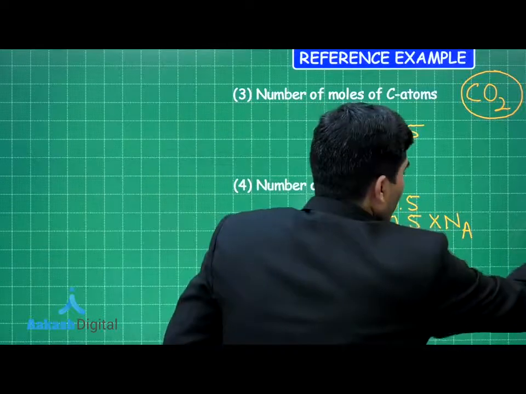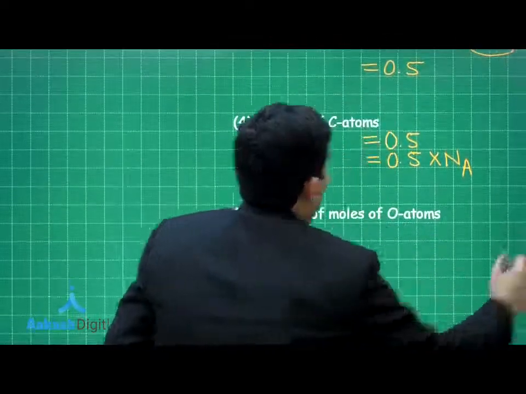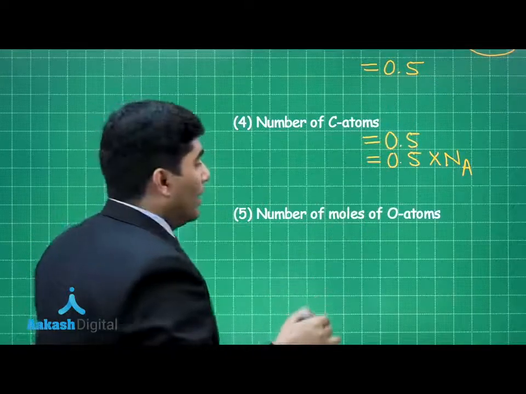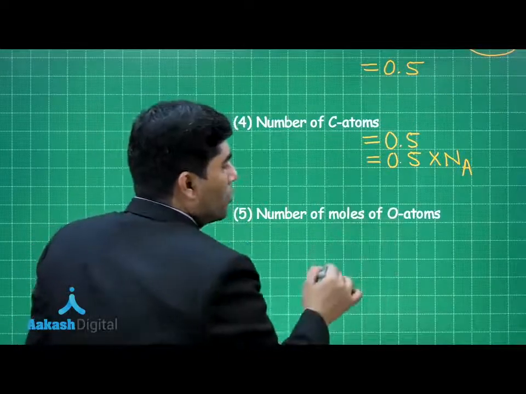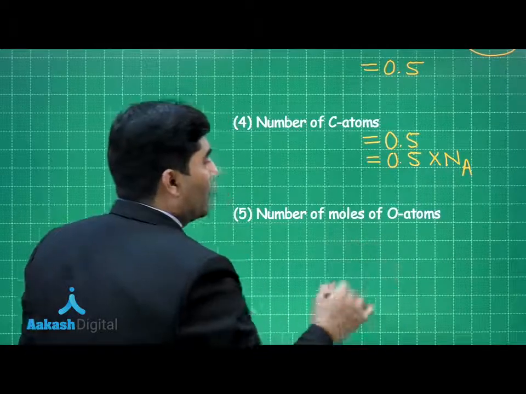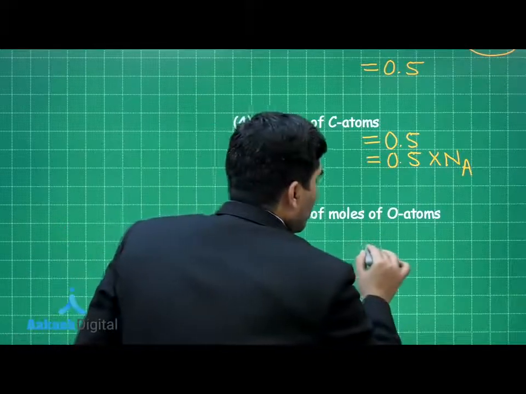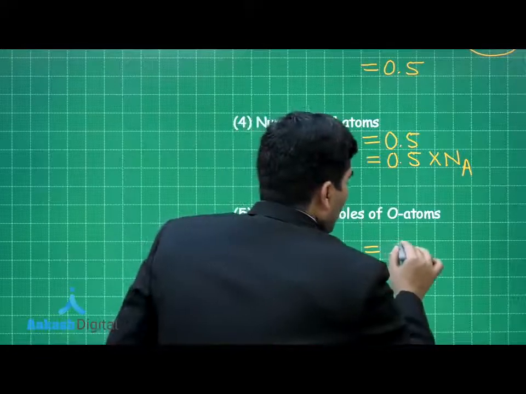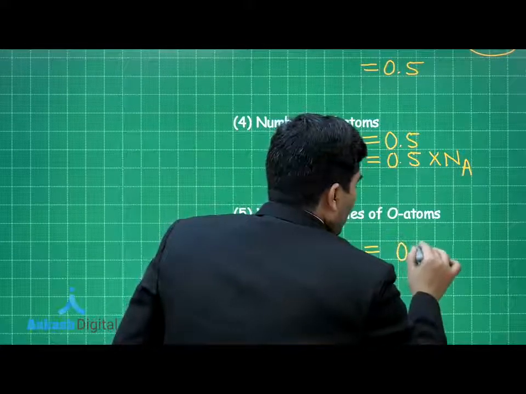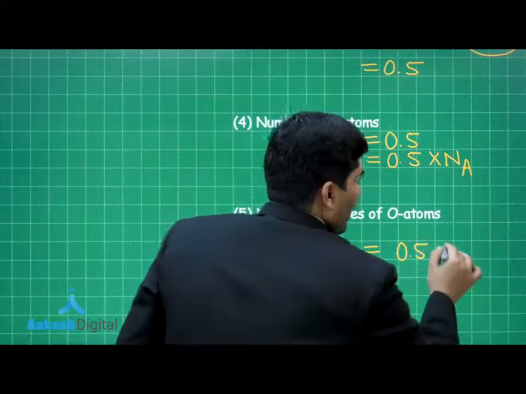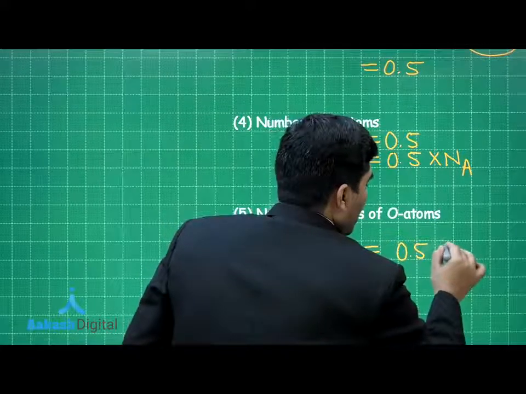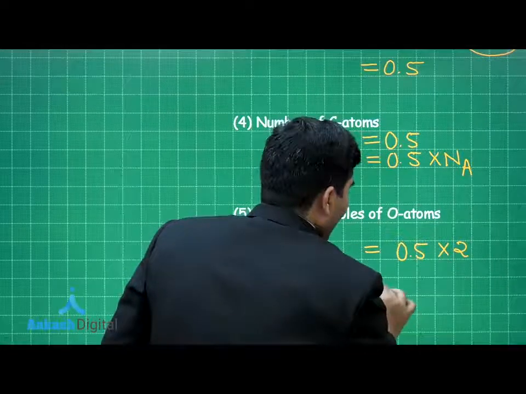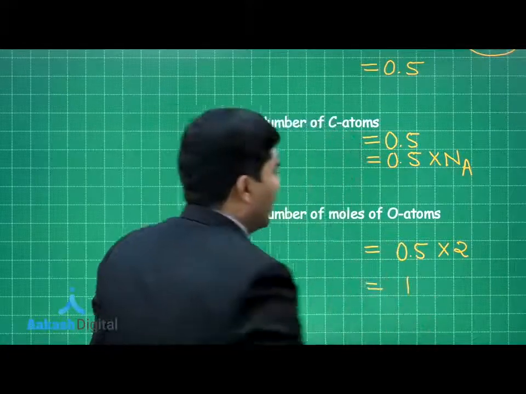But now, in this case, we have 0.5 moles of carbon atoms. Therefore, the number of moles of oxygen atoms will be double of that, and that will be equal to 0.5 into 2, and that is equal to 1.